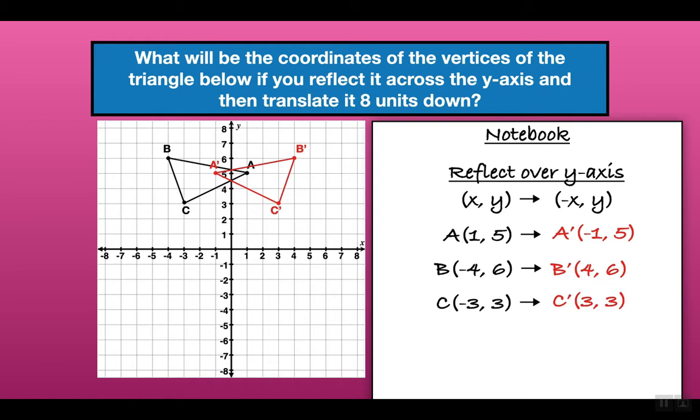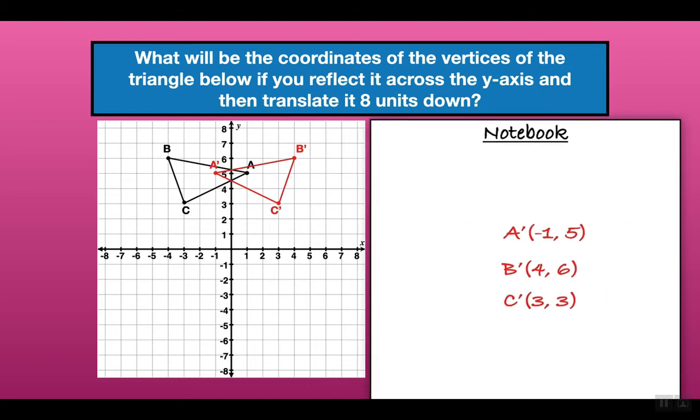But now we have to do the second transformation, which is a translation 8 units down. So what we're going to do is take those coordinates that are in red. Those are going to be our new starting point. And we're going to use those coordinates to move the triangle 8 units down.